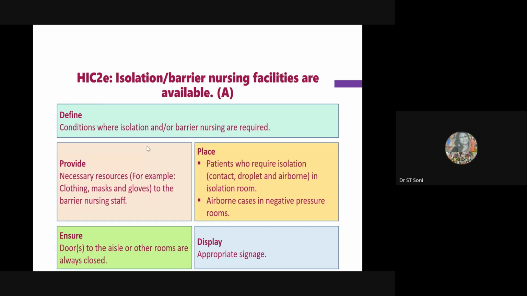And airborne cases are supposed to be kept in the negative pressure room. The outside air can come inside, but the inside air without filtering should not be pushed outside to contaminate the environment. An appropriate anteroom, a side room is there, so you don't directly enter that room, and appropriate signages are also displayed. And all the time, isolation or barrier nursing means we protect ourselves. So this isolation precaution is for the healthcare professional, not only for the patient.